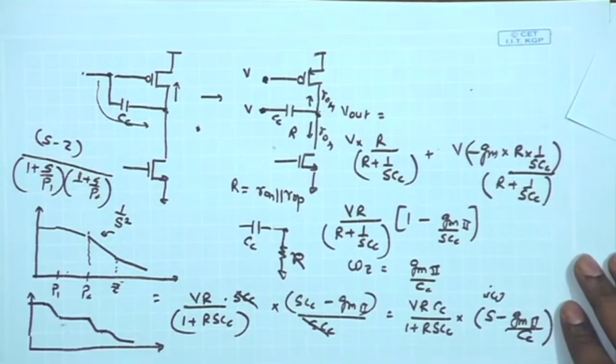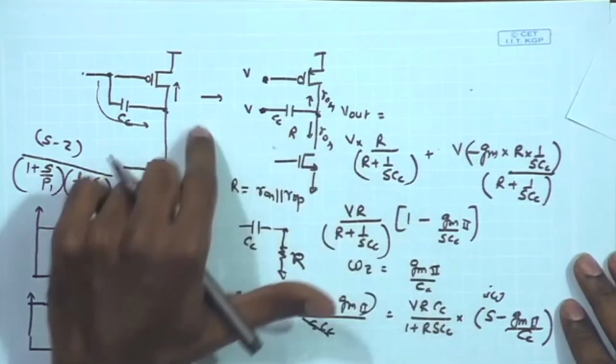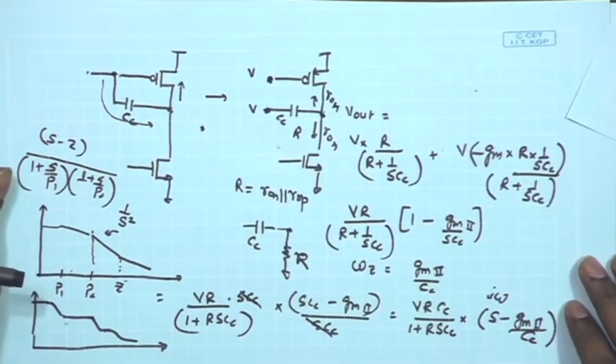So, in the expression that you have found out for the 0, there is one term of 1 plus R S C C in the denominator also. Yes. So, if you are saying that the 0 is coming at a high frequency, can't we assume that in the denominator that S R C C term is also going to come, that expression that you have written?